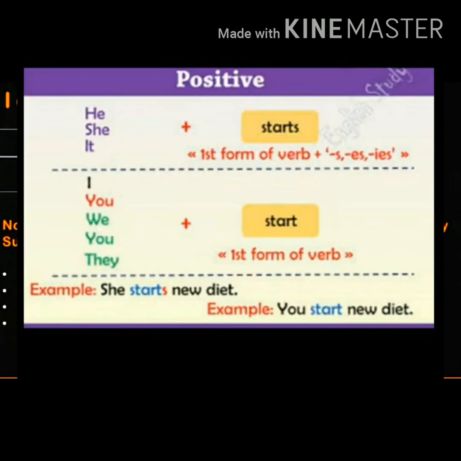Yes? Children, do you remember this slide where I explained that when the sentence has a singular subject like he, she, it, we should add s, ies or es to the verb, and when it is plural we cannot use any s or es in the verb? In the example you can see two affirmative sentences: She starts a new diet, and you start a new diet. Let's make these two sentences negative.